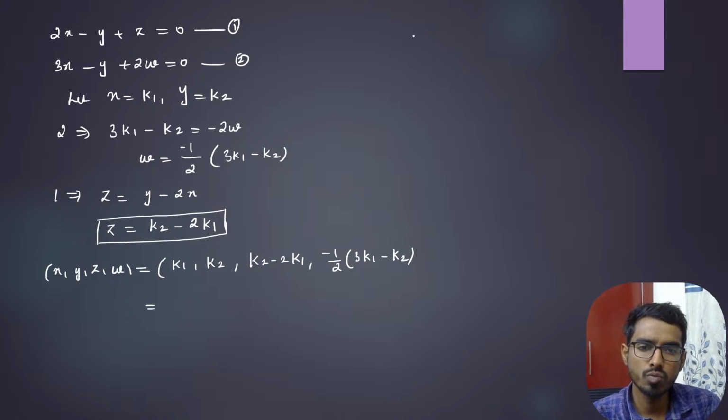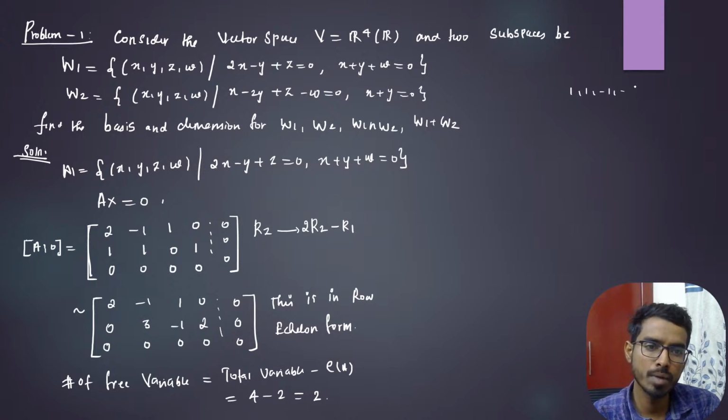Let us put k1, k2 both equal to 1. The solution will be 1, 1, 1 minus 2 which is minus 1. If I put both k equal to 1, we will have 3 minus 1 is 2 by 2, so this will be minus 1. So 1, 1, minus 1, minus 1. To check whether it satisfies or not: this is x, this is y, this is z, and this is w. So 2 times x is 2, minus y is 1, yes it is 0. x plus y plus w, 1 plus 1, I think it is wrong.